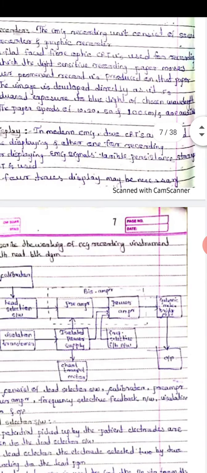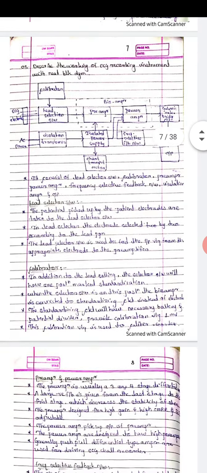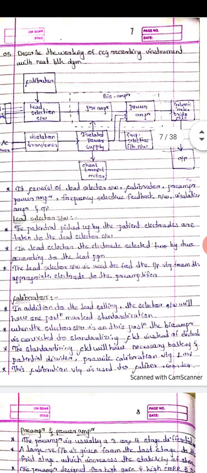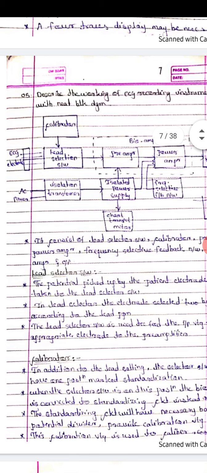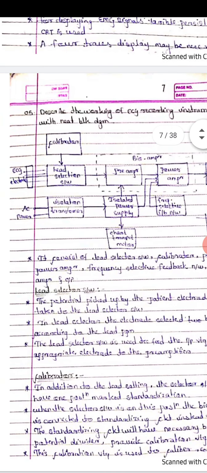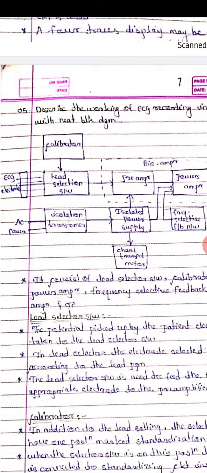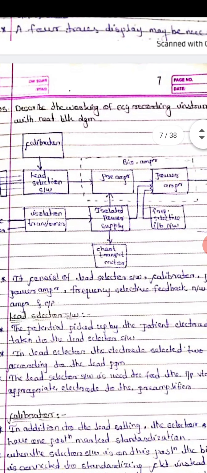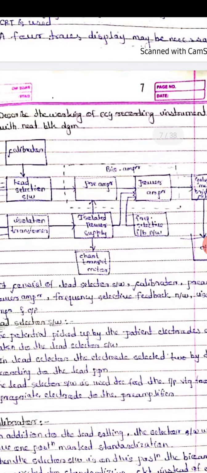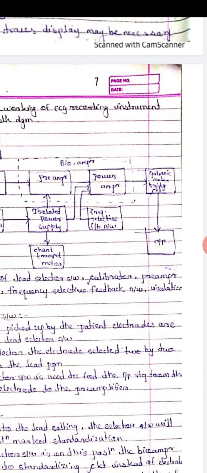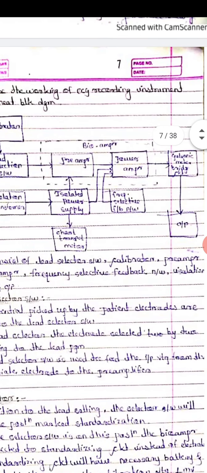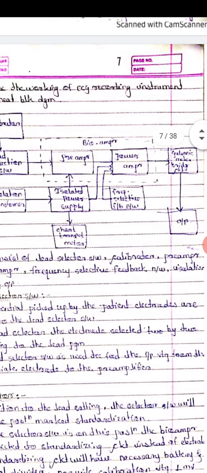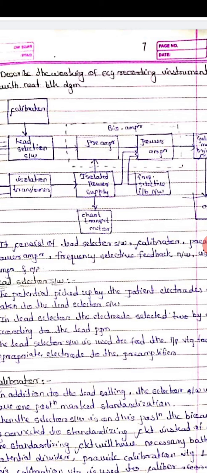The next topic is: explain the ECG machine. ECG is the graphical representation of the heart cycle. In the ECG system, the main parts are the lead selection network, calibration, isolation transformer, and bioamplifier. In the bioamplifier, there is a preamplifier and power amplifier. There is also a galvanometer bridge, an output unit, a frequency selective feedback network, and a chart transport motor.